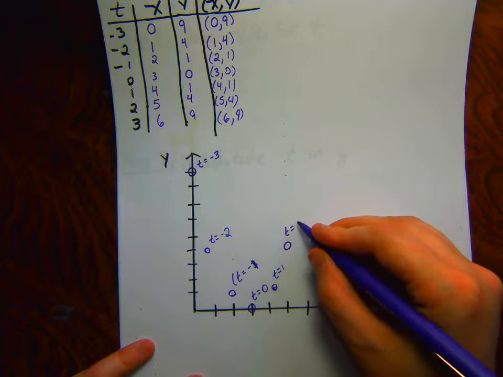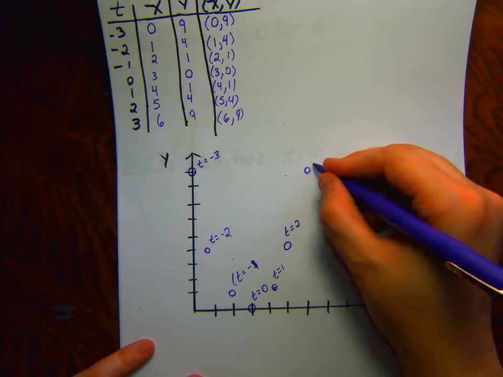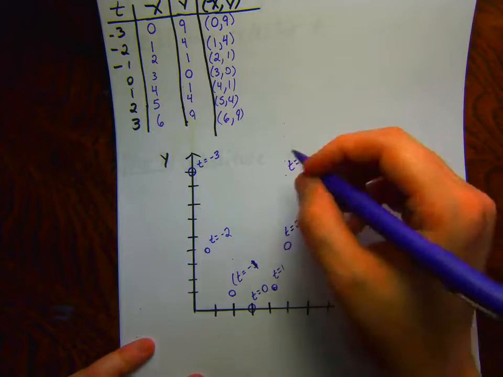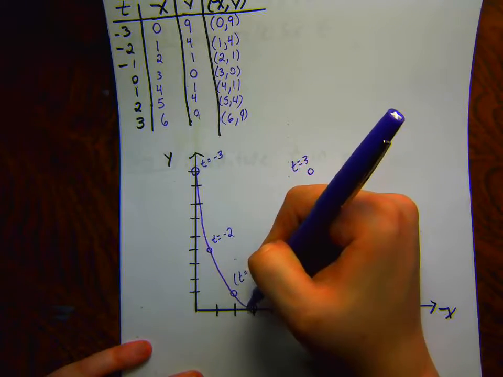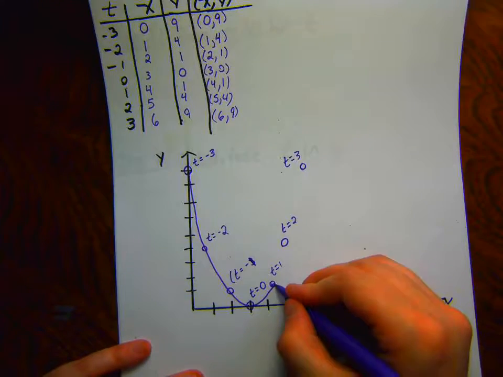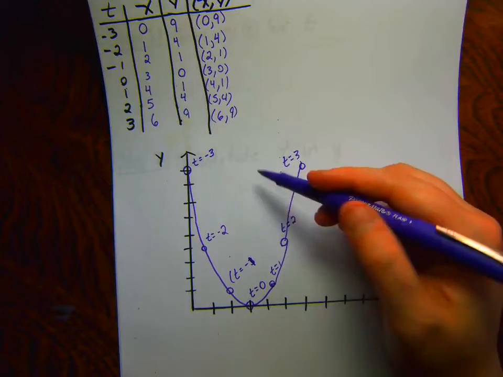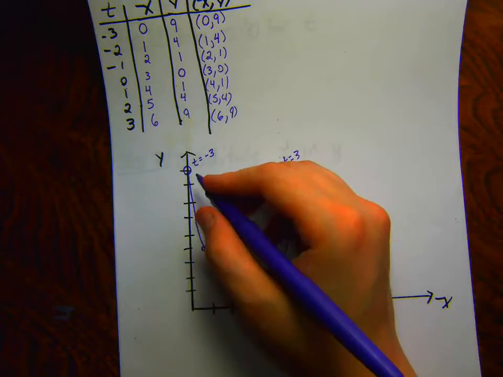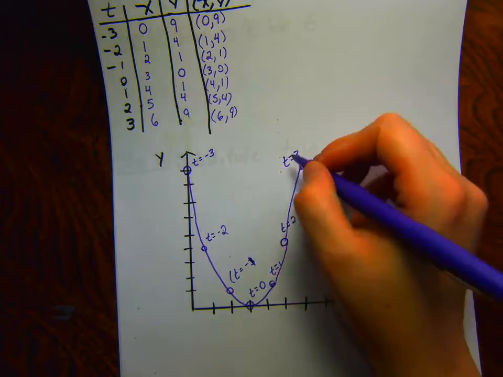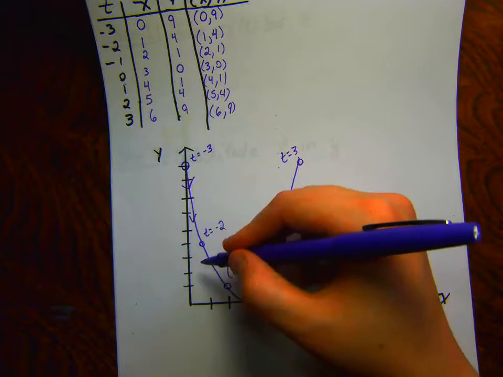That's when t equals 2. And my next point is going to be 6, 9, and that's when t equals 3. Okay, now notice that this has the same shape as the last graph, but now I have these t values here. I have -3, -2, -1, 0, 1, 2, 3. So now what I've done is I've given this graph a direction where my t's are increasing like this.